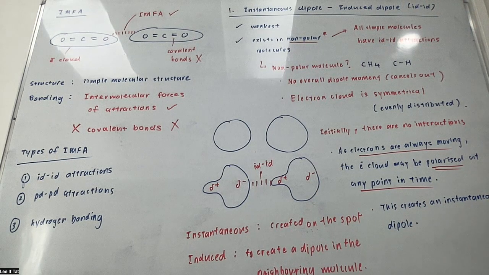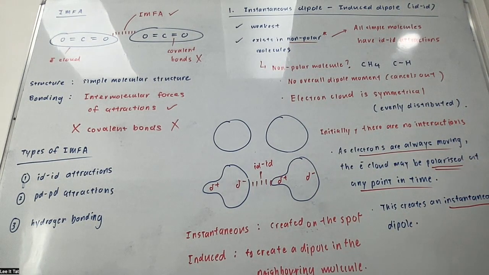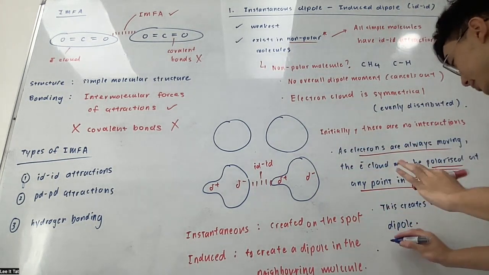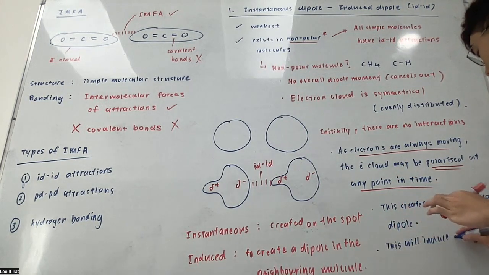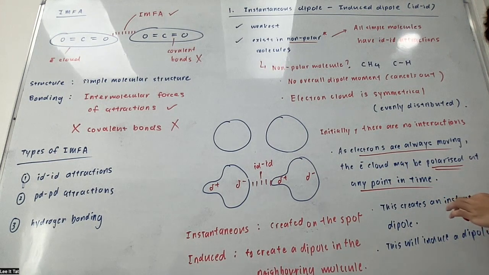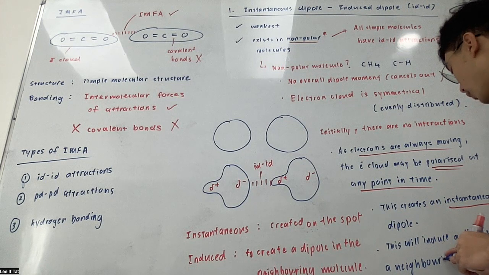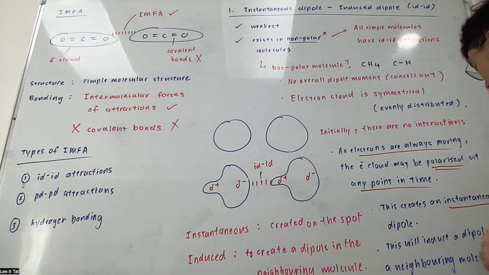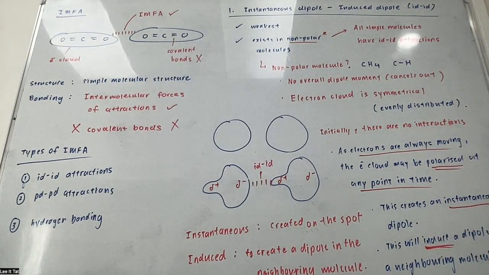Okay, and once you create an instantaneous dipole, this will cause everyone else to have a dipole, correct? So let me finish out the sentence first. This will induce a dipole in a neighboring molecule. That is the end of this explanation. The word induce is also used here. So explaining the instantaneous part is a bit longer, the induce part is a lot shorter.